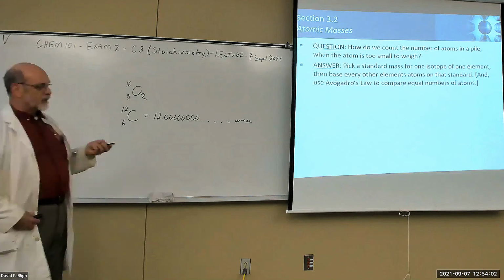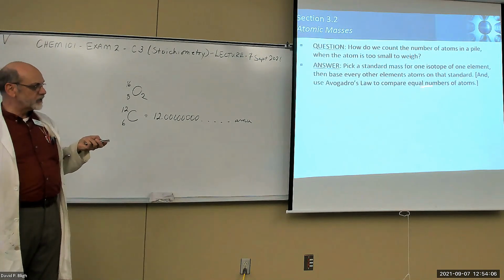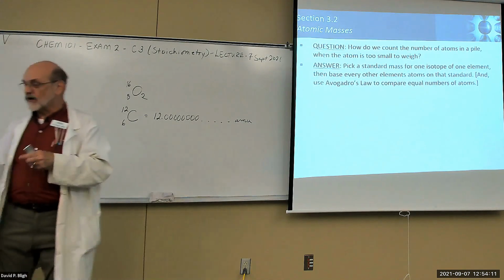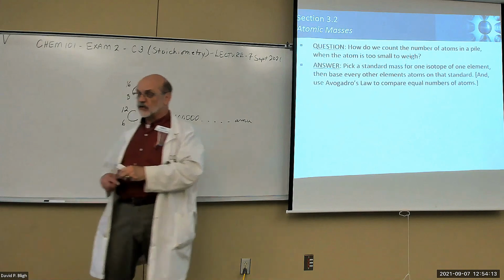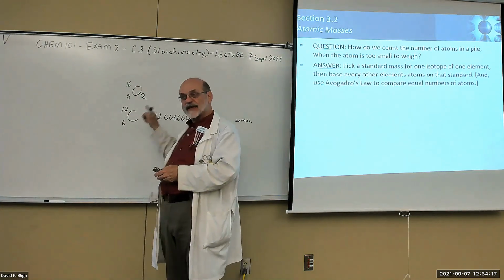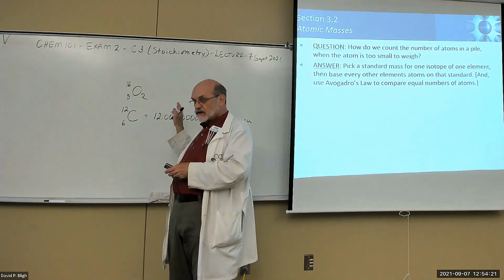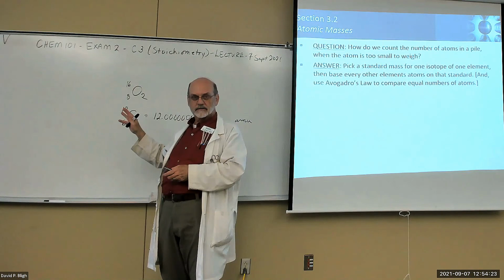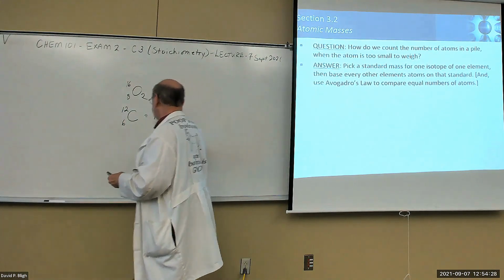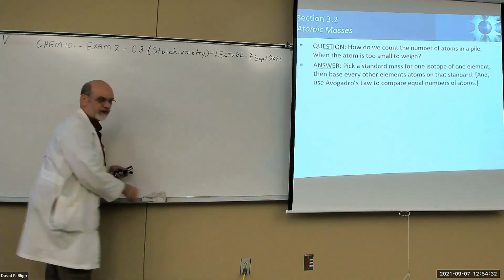So what we're going to do is take that standard and use Avogadro's law to compare equal numbers of atoms. That's where Avogadro's law really comes into its own. Because if you don't know you have exactly the same number of atoms of one element versus another, you can't compare their weights. Right? You remember Avogadro's law? It bears repeating.